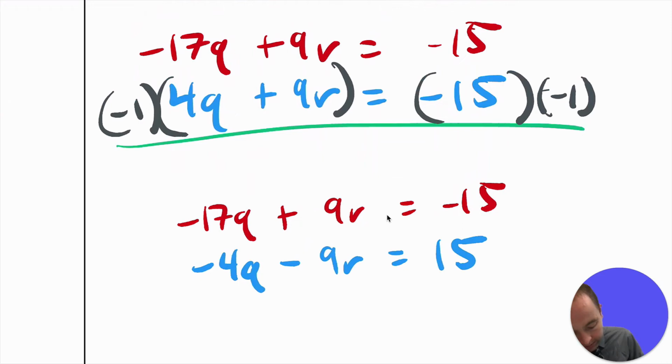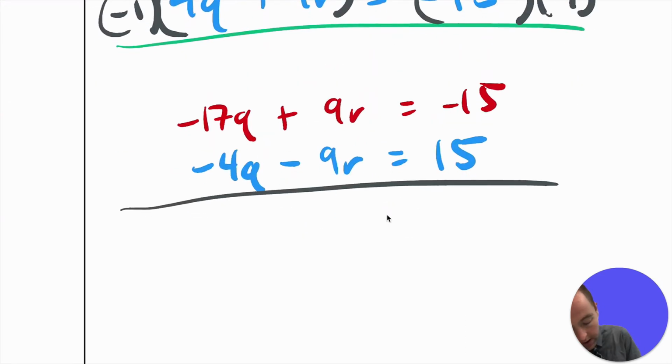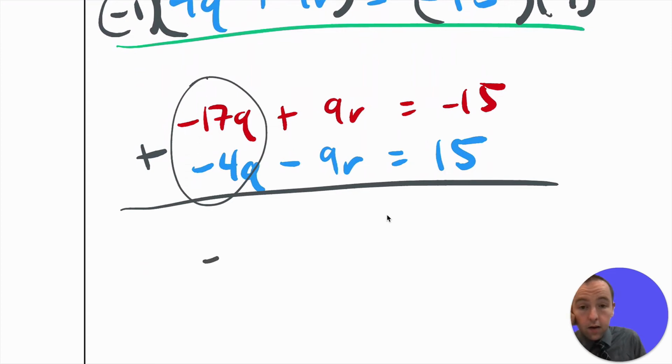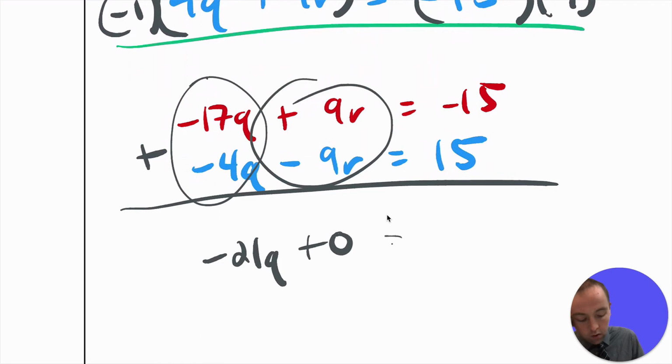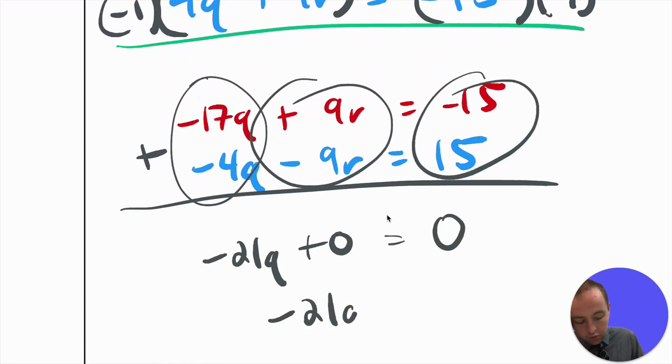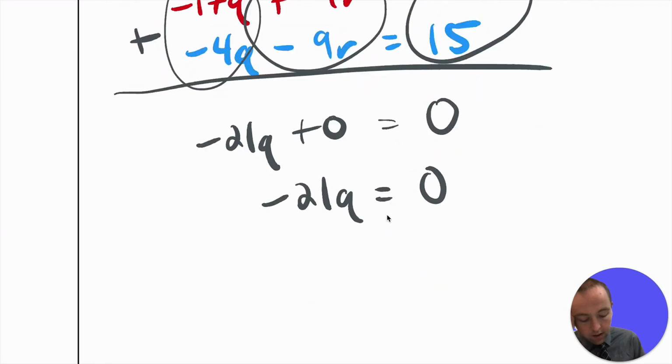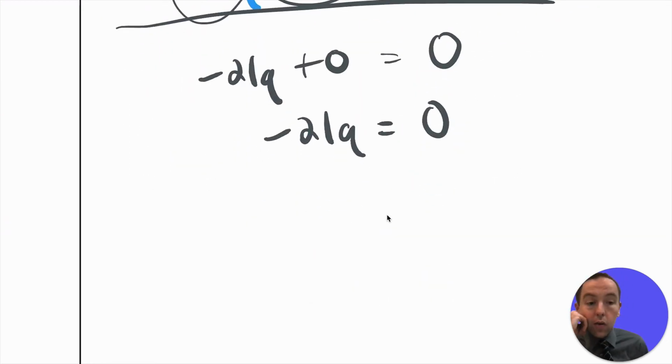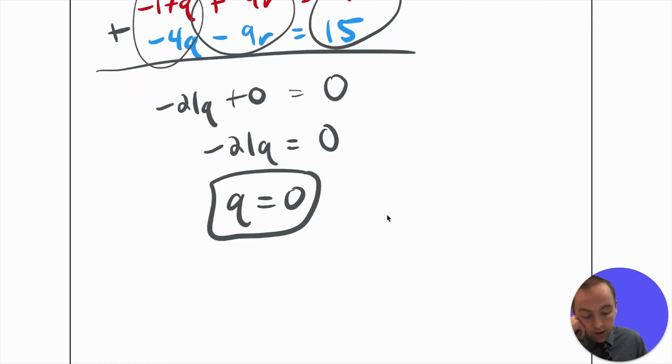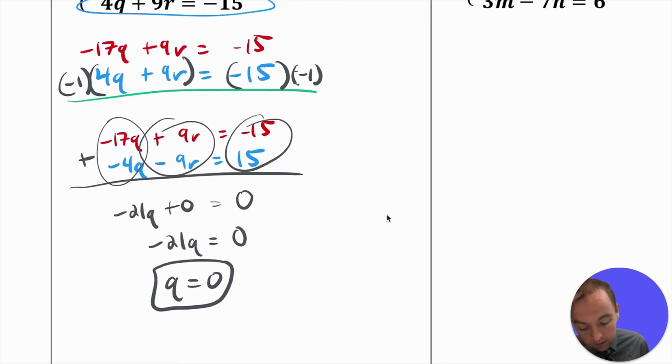Now we have opposites with the r terms, so if I add both sides together, negative 17 plus negative 4 is negative 21q. That plus that is going to be 0, and then negative 15 plus 15 is 0. So now we've properly eliminated, in this case, the r's, giving us negative 21q equals 0. If you just divide both sides by negative 21, then q is going to be equal to 0, and that gives you the q value that's going to satisfy the system.